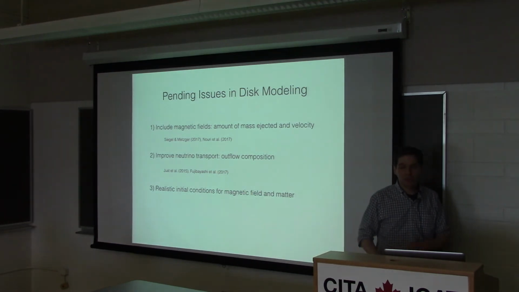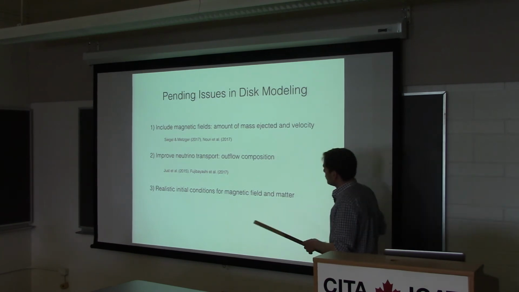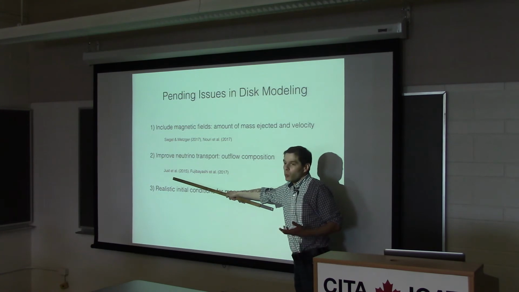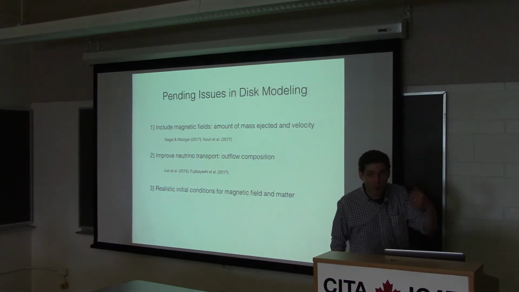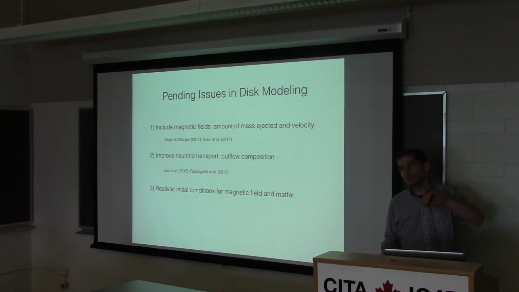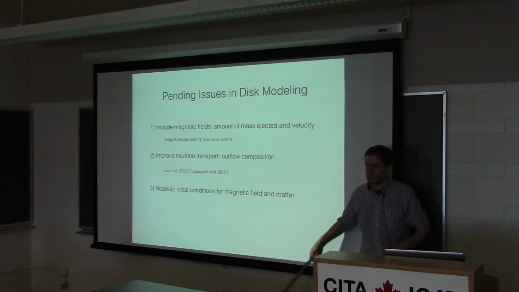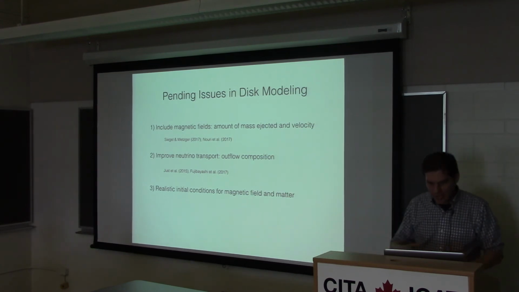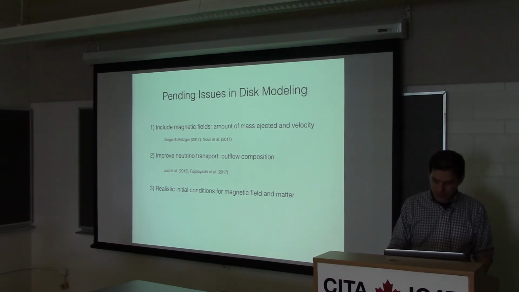And also neutrino transport has to be improved in addition to the MHD. Neutrino transport alone has been done, M1, basically by Just and Fujibayashi. But the composition itself is most sensitive to the neutrino physics. MHD sets the amount of mass and the velocity, but the composition is just the neutrinos. So if that gets improved, then we will believe more what's coming out of these disk outflow simulations.